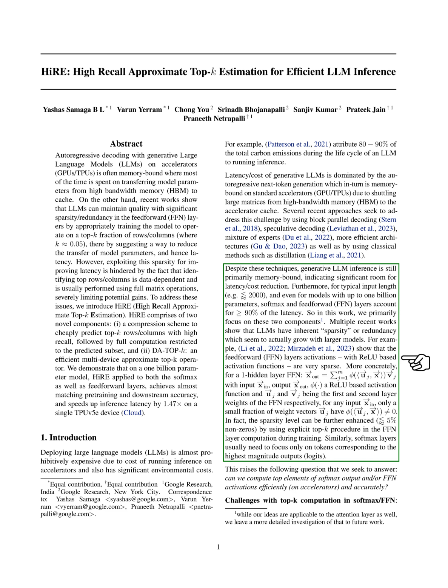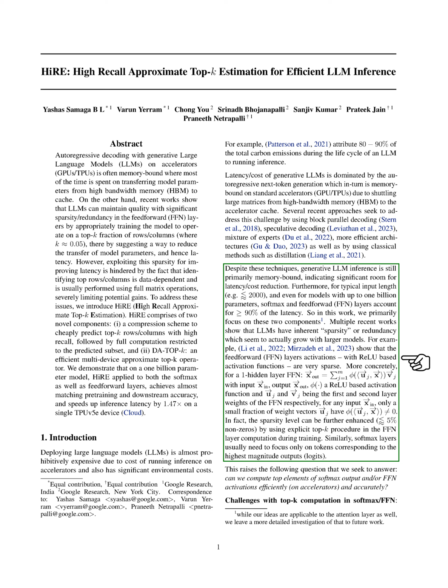Interestingly, for inputs of typical length, for example, less than 2,000 tokens, and even in models with up to a billion parameters, the softmax and feedforward, FFN, layers are found to be the main contributors to latency, accounting for more than 90% of it. Therefore, our work primarily focuses on optimizing these two components.